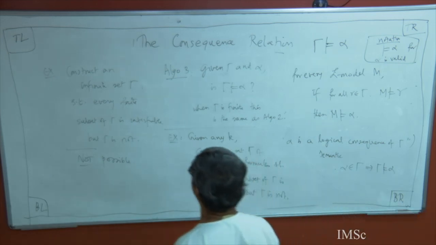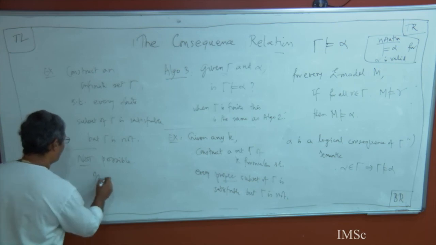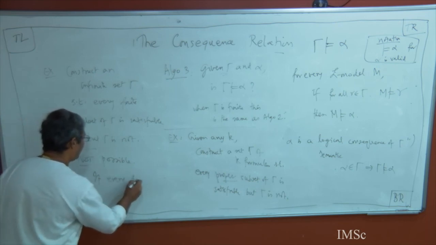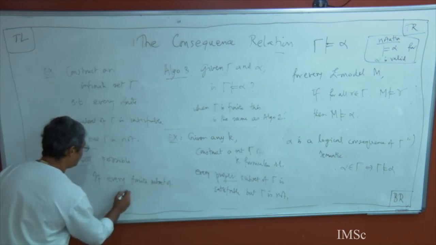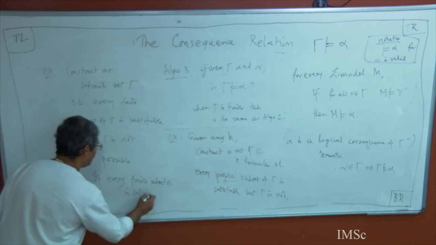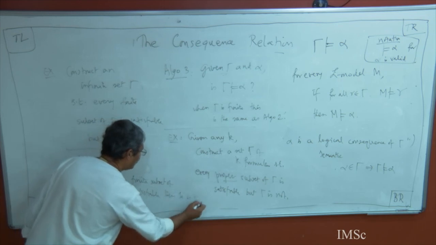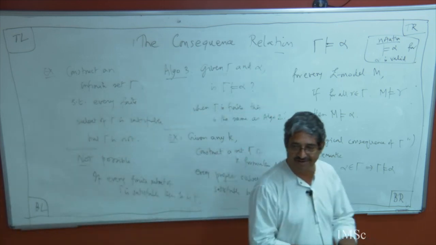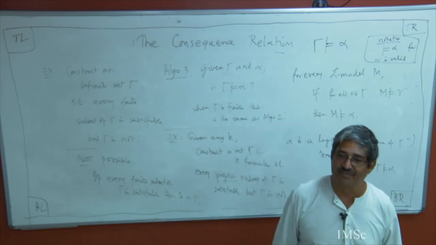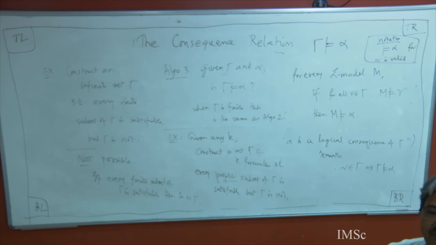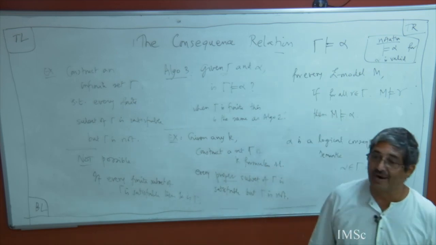What are we saying? Not possible is the same as saying if every finite subset of gamma is satisfiable, then so is gamma. Note that the statement makes sense only for infinite sets. If gamma is finite, it's trivial. Every finite subset includes itself, so it's completely trivial. So it's non-trivial only for infinite sets. So what are we saying?